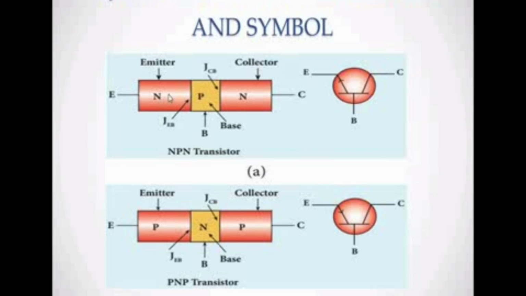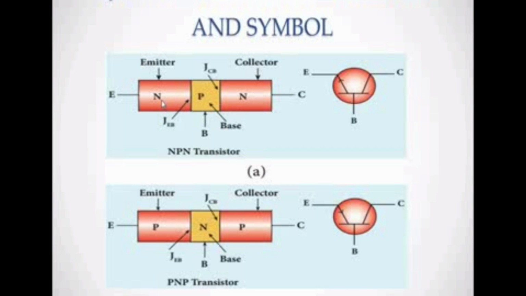So this is called emitter, base, collector. That is indicated in the circuit form here. So this is the symbol of a transistor. This is for the NPN transistor and this is for the PNP transistor. See here, two junctions are there. This junction is the emitter-base junction. This is called the collector-base junction.